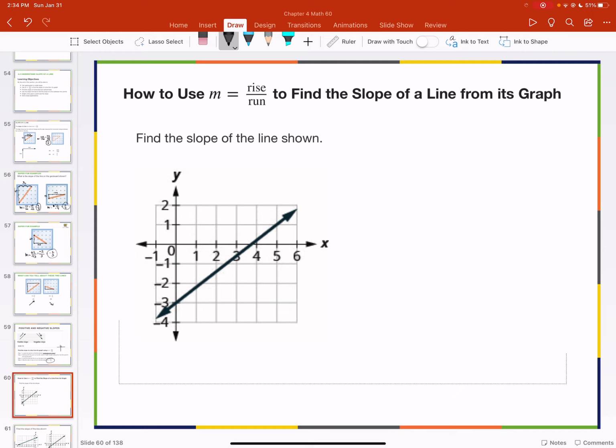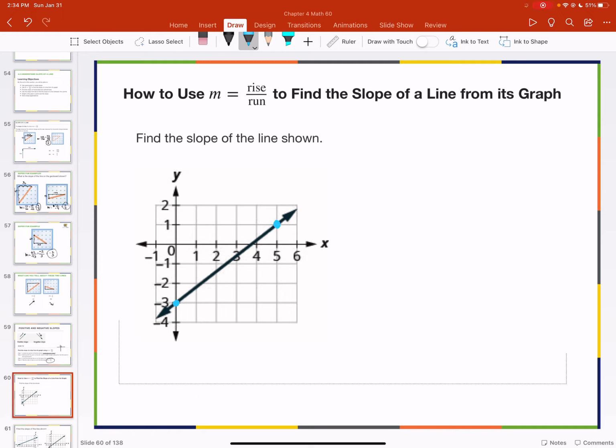So let's say here, find the slope of this line. The first thing we're going to do is pick 2 points where the line goes directly through a corner. So here is one of them, not here, not here, not here, not here, all the way here.